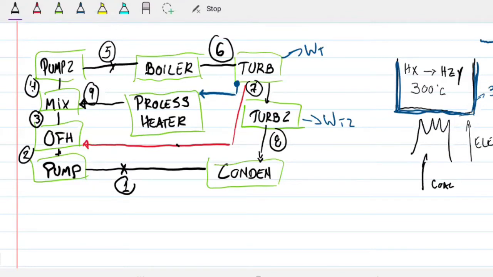Yeah, there you go. So 6, then 7 after the first turbine, 8 after the second turbine, right? And then our 9 would be the one leaving the process heater and jumping back into our mixing chamber there. Okay, now this is what's happening in real life. This is what the layout diagram of this cogeneration and regeneration cycle would be.